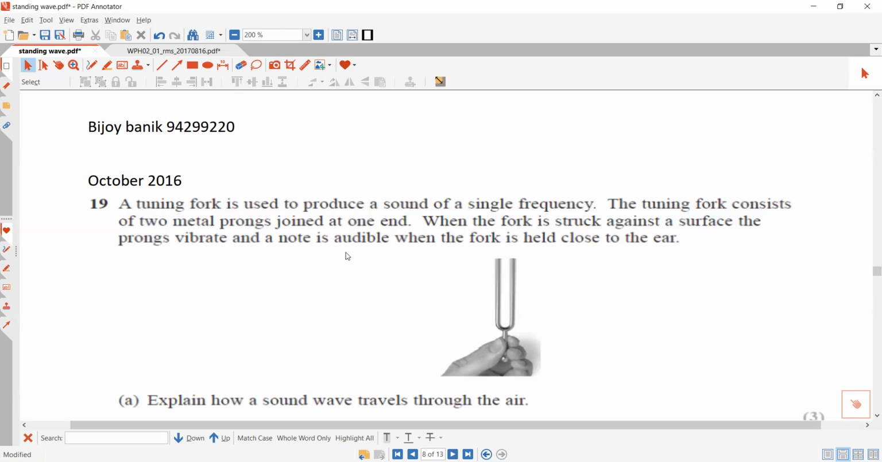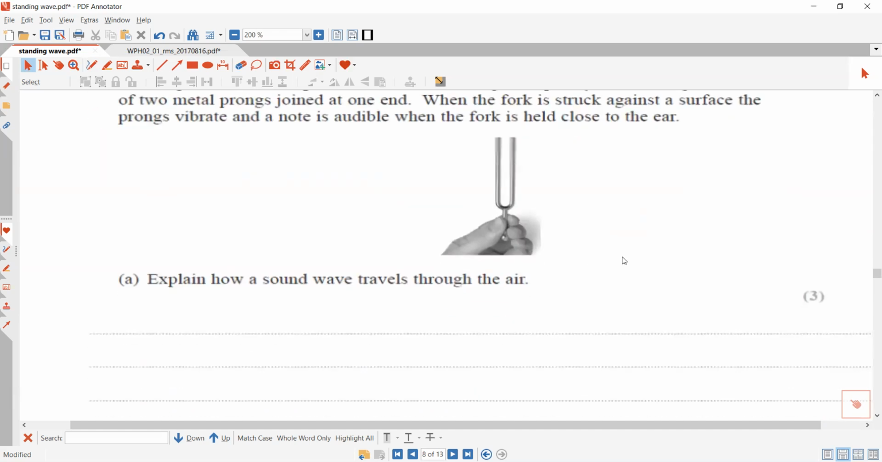You know from 20 hertz to 20,000 hertz is the audible frequency range. In O level, we did that. Do you remember that? 20 hertz to 20,000 hertz is audible. After that, it is ultrasound. Okay. When the fork is held close to the ear, explain how.